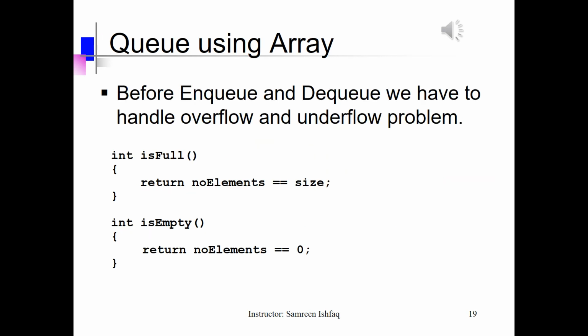We have already handled overflow and underflow problem when we were implementing stack. These are the two functions, is full and is empty. Is full: if number of element is equivalent to size, then your queue is full. And if number of element is equal to 0, that means your queue is empty. It's up to you. You can use int and return 1 and 0, and you can even use boolean or bool to return true and false to ensure this check.